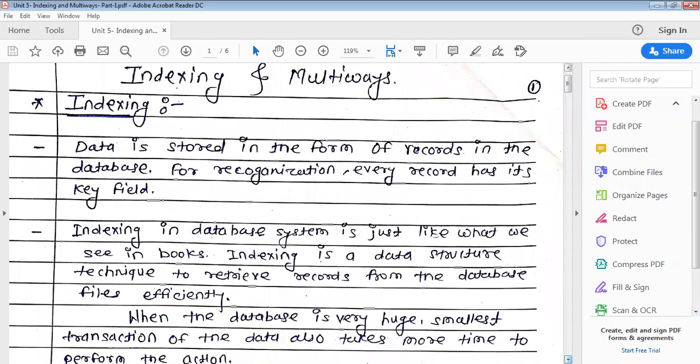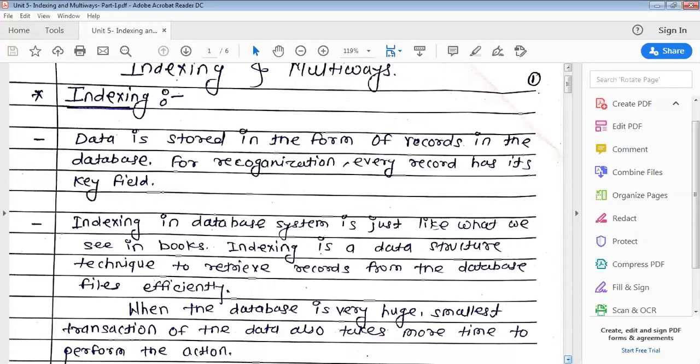Indexing is data stored in the form of records in the database. For recognition, every record has its key field. What is meant by key? A key is a short note giving a description of that particular topic. For example, if you want to store all the records of a student, we use the roll number as the key of that student. Then you get the whole information regarding that student. So this is the key.